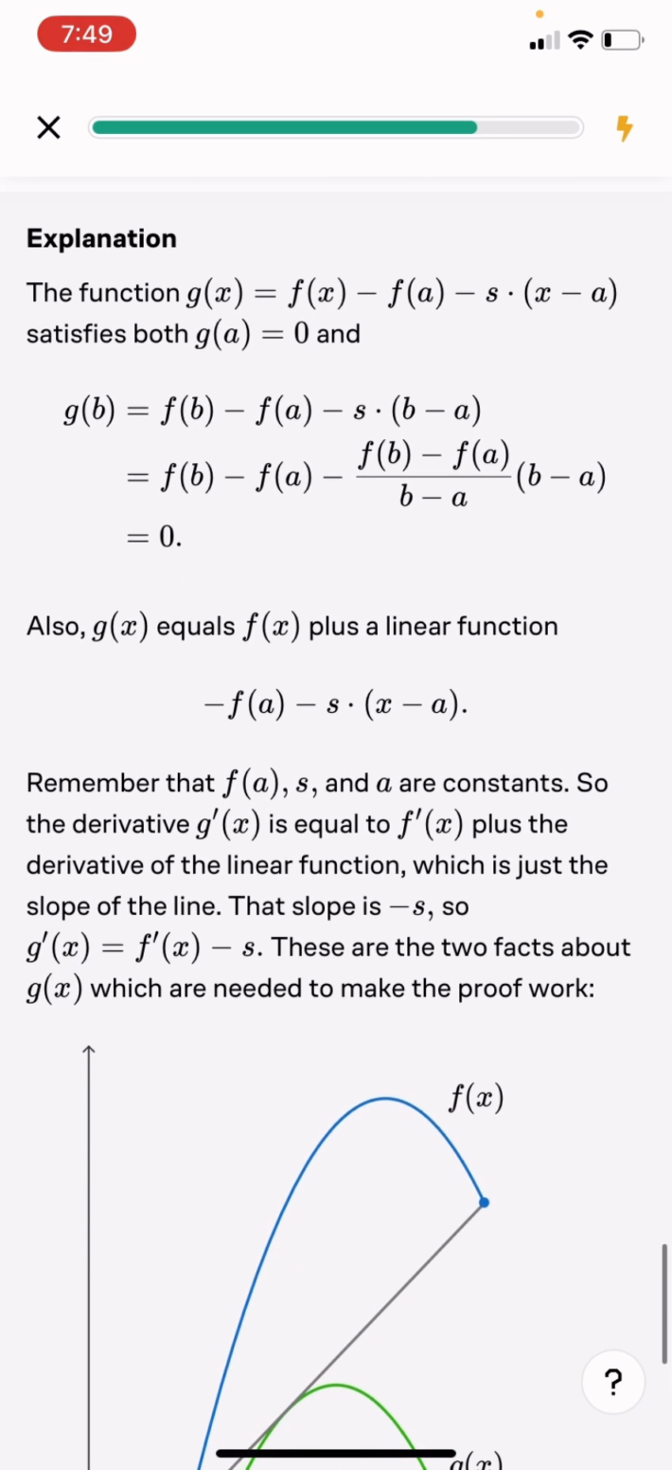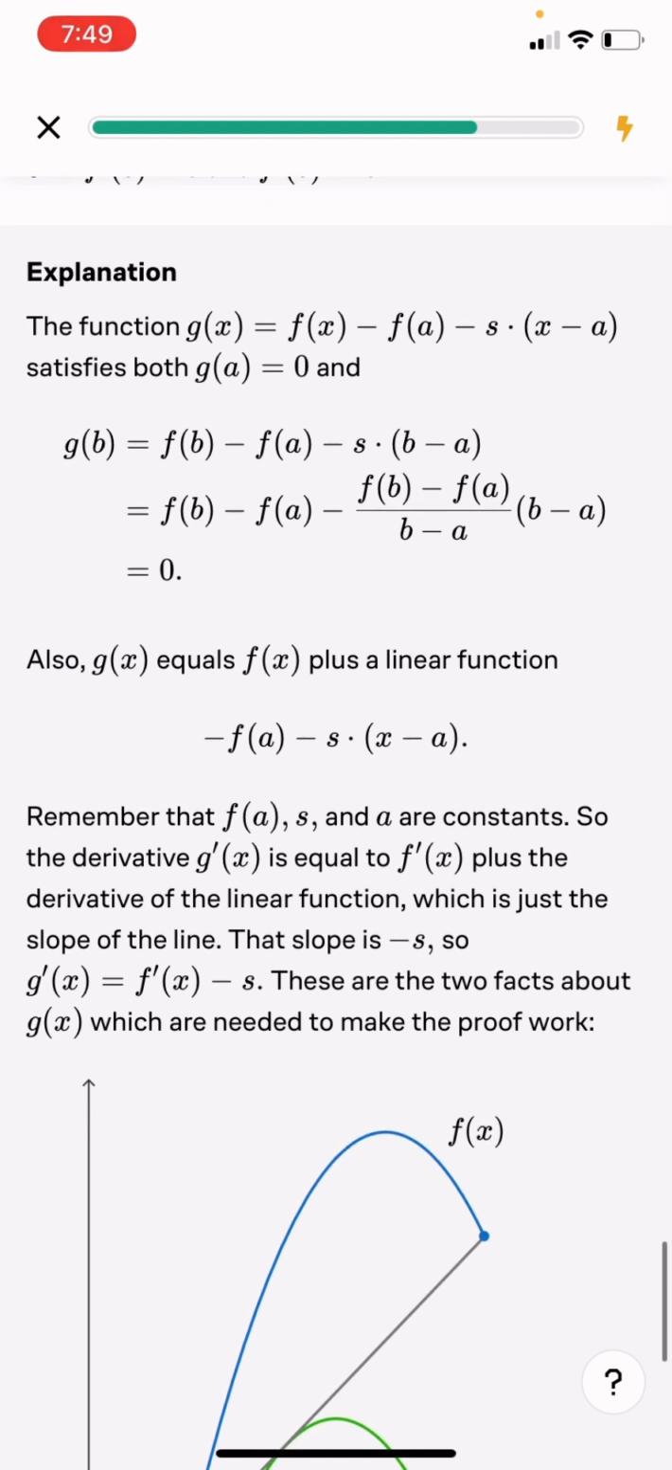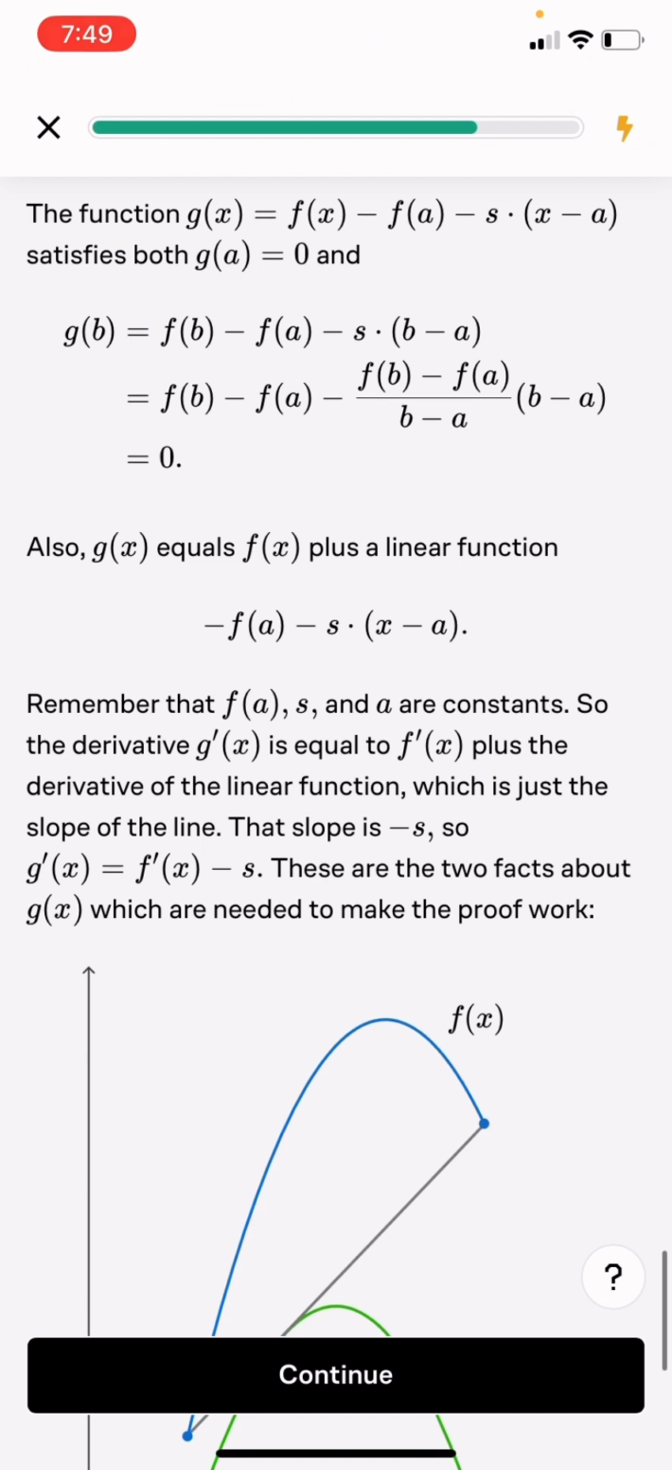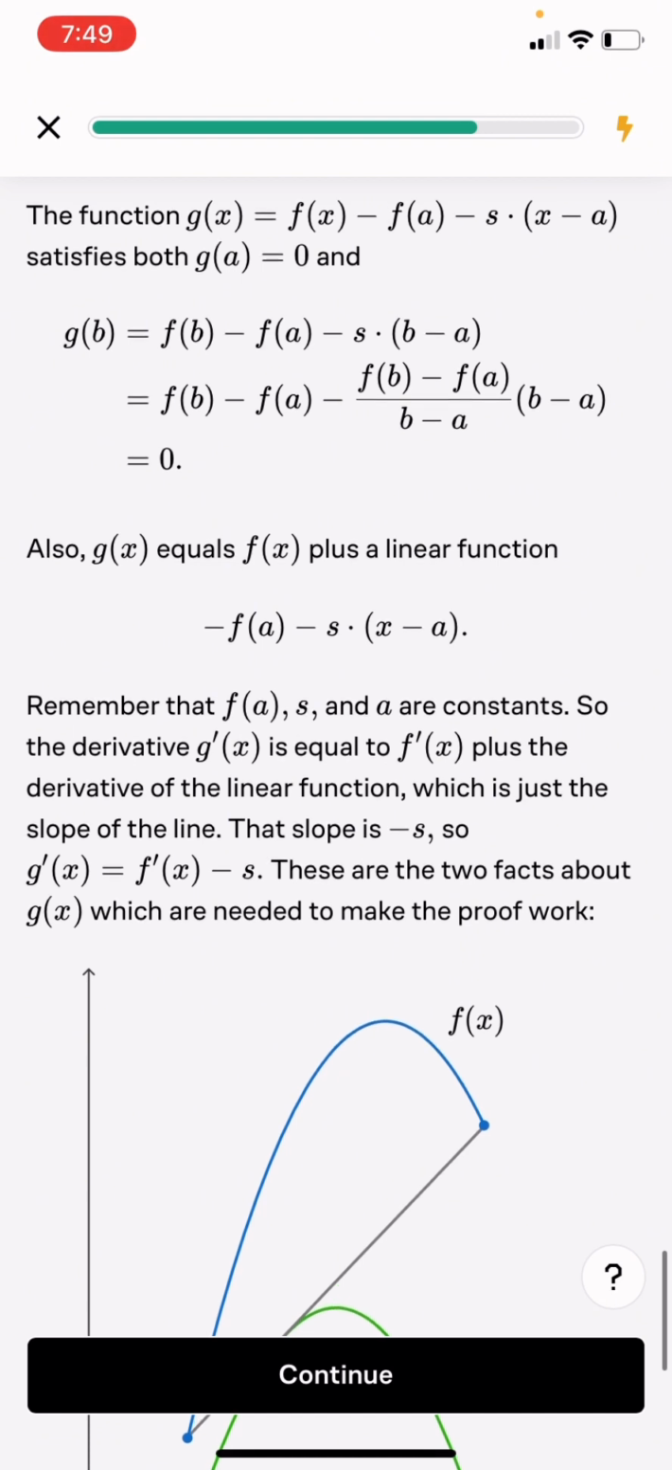Also, g(x) equals f(x) plus a linear function, negative f(a) minus s times (x minus a). Remember that f(a), s, and a are constants, so the derivative g prime of x is equal to f prime of x plus the derivative of a linear function, which is just the slope of the line. The slope is negative s, so g prime of x equals f prime of x minus s. These are two facts about g(x) which are needed to make the proof work. We can see this in this picture.